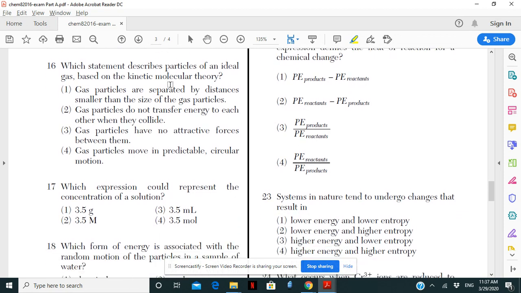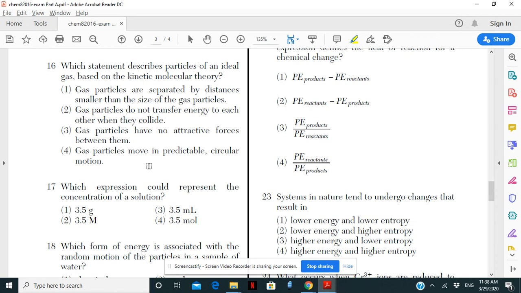Question number 16. Which statement describes particles of an ideal gas based on kinetic molecular theory? So we have some characteristics for the ideal gas. Upon collision, there is no loss of energy, there is no attraction force between atoms or particles. Third, I can neglect the volume of the particle. So that's what I'm looking for when I'm talking about kinetic molecular theory.